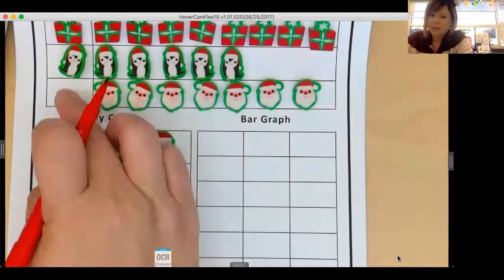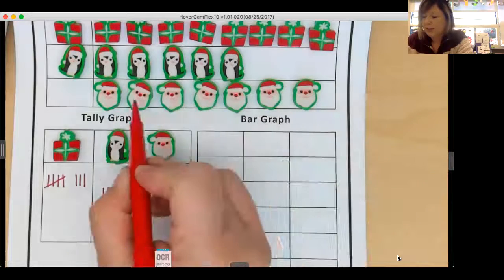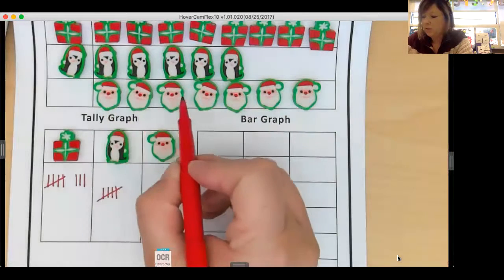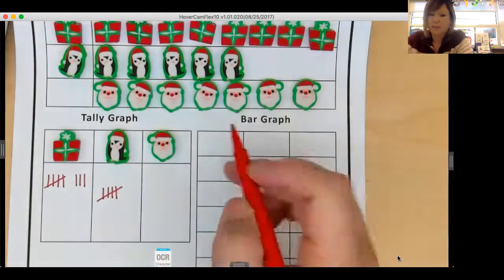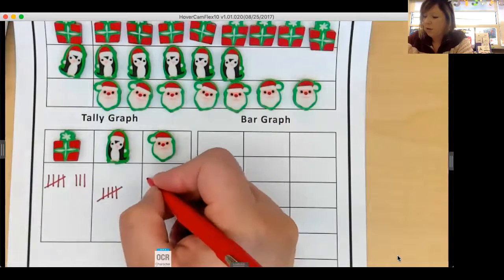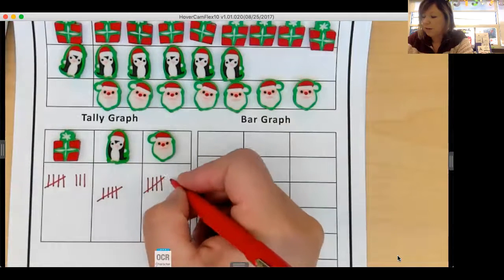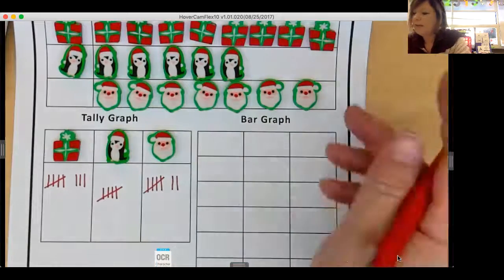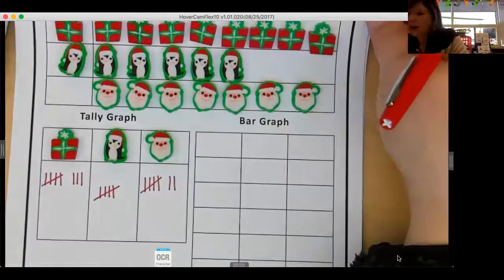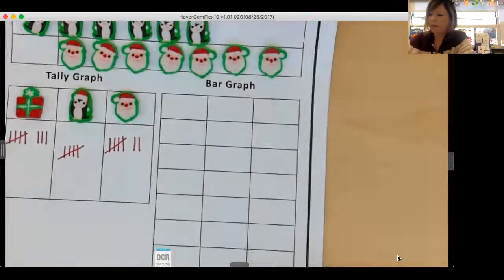And the Santa, even though he's not right there, I had to borrow him. Let's count how many is in our data. 1, 2, 3, 4, 5, 6, 7. So let's make 7 tallies. 1, 2, 3, 4, 5, closes the door, 6, 7. Okay, good job. Now, the last type of graph we've been working with is our bar graph, okay?